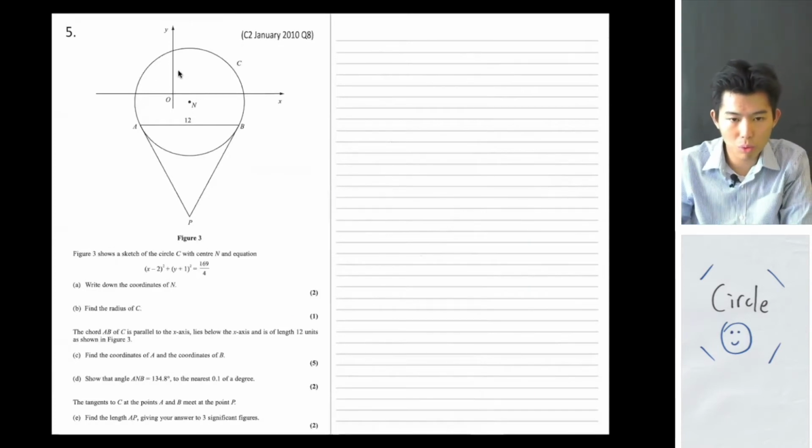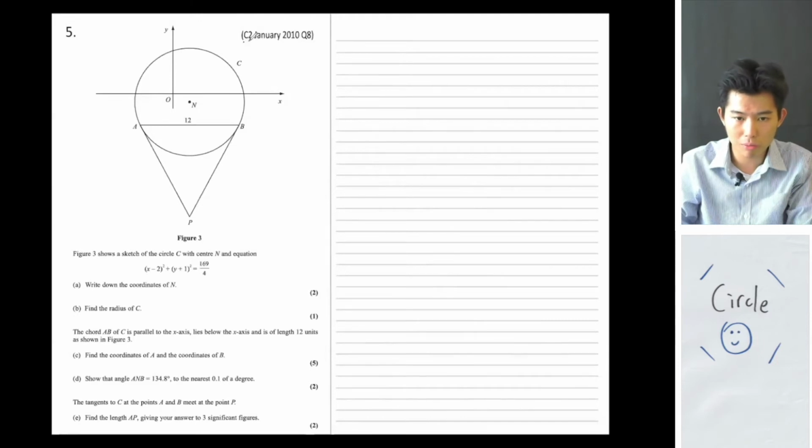Okay, let's do one more question here and then we're done with this topic. This question is actually from C2 module, Jan 2010, question 8. For part A, they want us to find the coordinate of N, which is the center of this circle here, and find the radius of C, which is the radius of this circle.